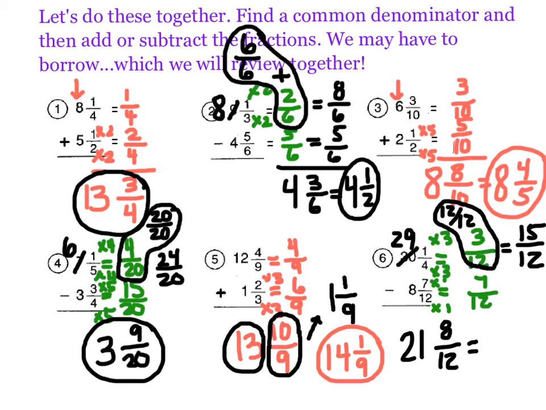One more step. Let's go ahead and reduce. If we divide them both by 4, we get 21 and 2/3. And that's our final answer.